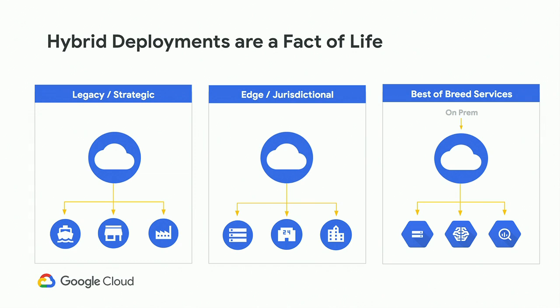So hybrid deployments are a fact of life. There's a good reason this is a theme for our Google Next event this year. There are multiple reasons why companies are running hybrid deployments. Could be legacy, strategic, could be jurisdictional reasons, could be edge compute reasons. You may want to use the cloud, but you still want to have some compute running close to the application's edge. So by structure of the application, you have to still have a hybrid deployment. And lastly, for just using best of the breed services in the cloud that are just not available on-prem, you may want to have a system which spans a public cloud and your on-prem deployment.